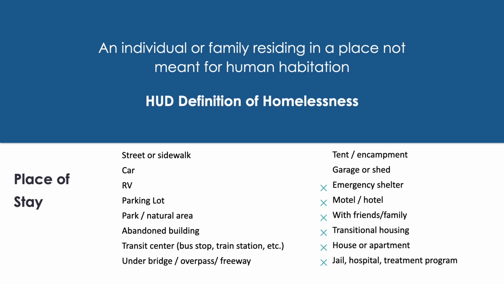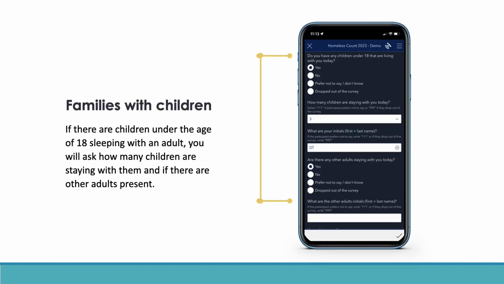If you click on one of the options that has an X next to it as shown here, it will automatically end the survey for you because these are people who do not meet the HUD definition of homelessness and therefore are not included in the unsheltered count. I'd recommend you familiarize yourself with all of these options using the test link I'll be sharing with you later to practice with.